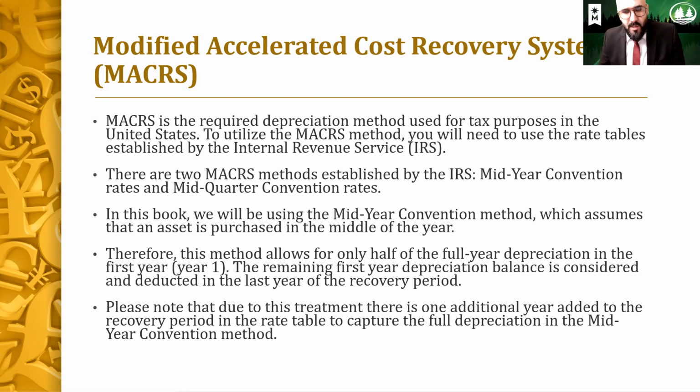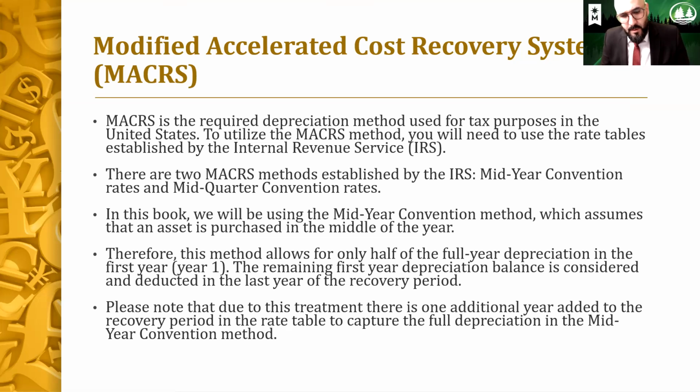In this book and in this class, we will be using the mid-year convention method, which assumes that the asset is purchased in the middle of the year. Therefore, this method allows only half-year depreciation in the first year, and the remainder goes toward the end of the life of that asset. The remaining first-year depreciation balance is deducted in the last year of the recovery period.